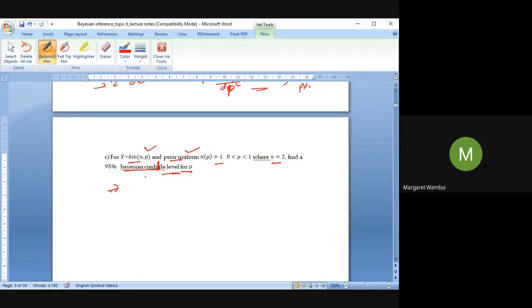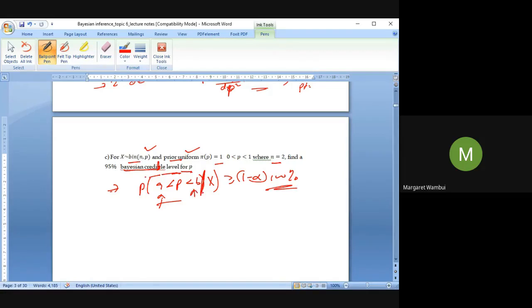So what does this tell us? I need to find out, remember the definition for this, the credible level is actually the probability that our parameter lies between two values, like this, and here it is conditional, given the data, that this is greater than or equal to 1 minus alpha times 100%.